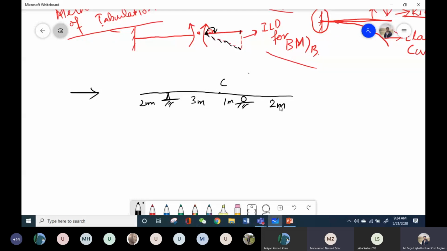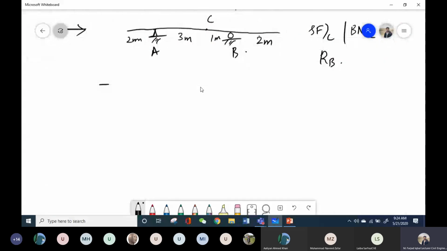And now I need to plot the ILD, or the quantitative ILD, for shear force at point C, bending moment at point C, and reaction at support B. This is my A support and this is my B support. So in the first step, what will I do? I will simply plot the ILD for this function by using the Muller principle.